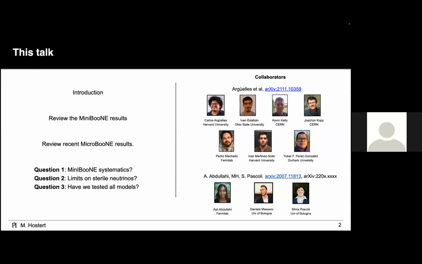So we'll review the status of the anomaly and of the recent results that we're going to try and interpret. And then we'll ask 3 questions. What happens if we take into account MiniBooNE systematics in the latest MicroBooNE results? What are the limits on sterile neutrinos in an oscillation type of model? And finally, we'll ask the question if we've tested all of the explanations of the MiniBooNE anomaly so far.